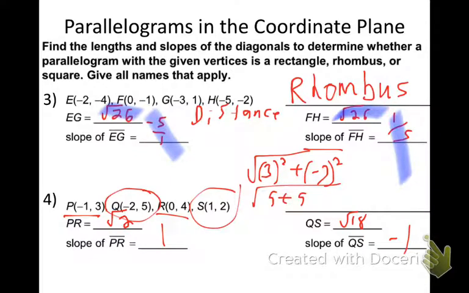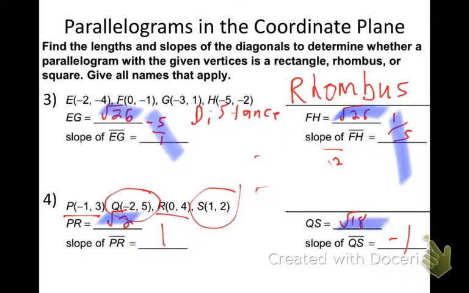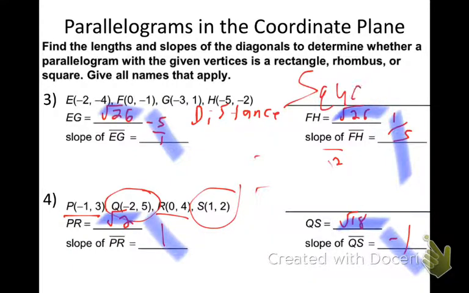So now as I look at these here, are my distances the same? No. Are my slopes negative reciprocals? Yes. So this means I have... Rectangle? Oh, this top one. That wasn't a rhombus. That top one was a square. Oh, I already wrote that really big. Yeah, that's square. This one is a rhombus.